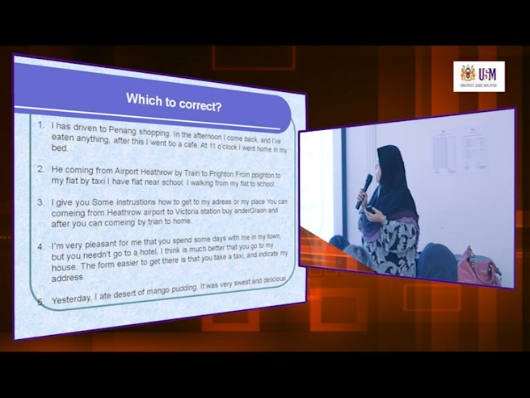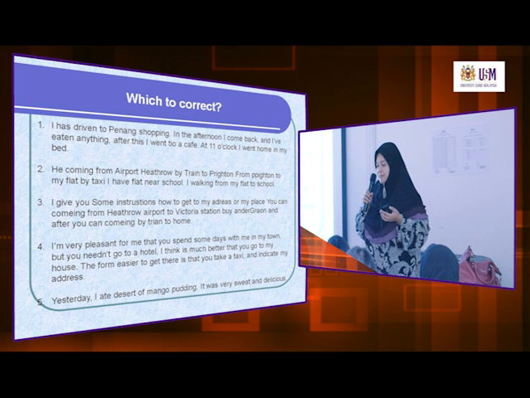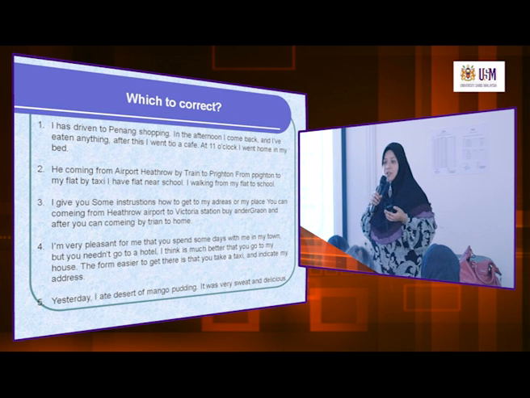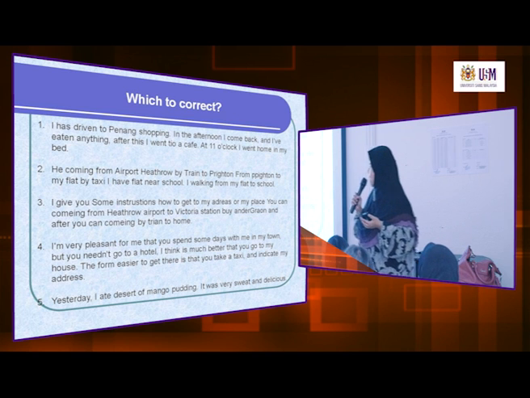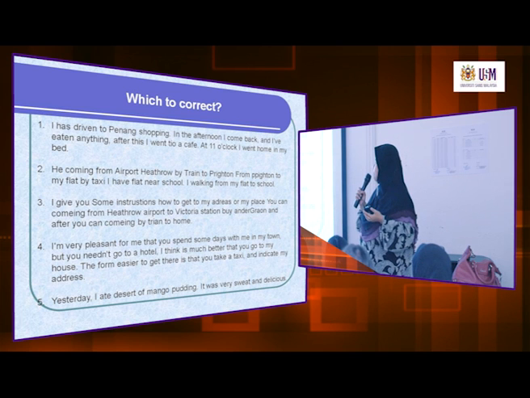He coming from airport Heathrow by train to Brighton, it should be Brighton, okay, it's a place in UK. From Brighton to my flat by taxi, I have flat near school. I walking from my school to my flat to school, okay?